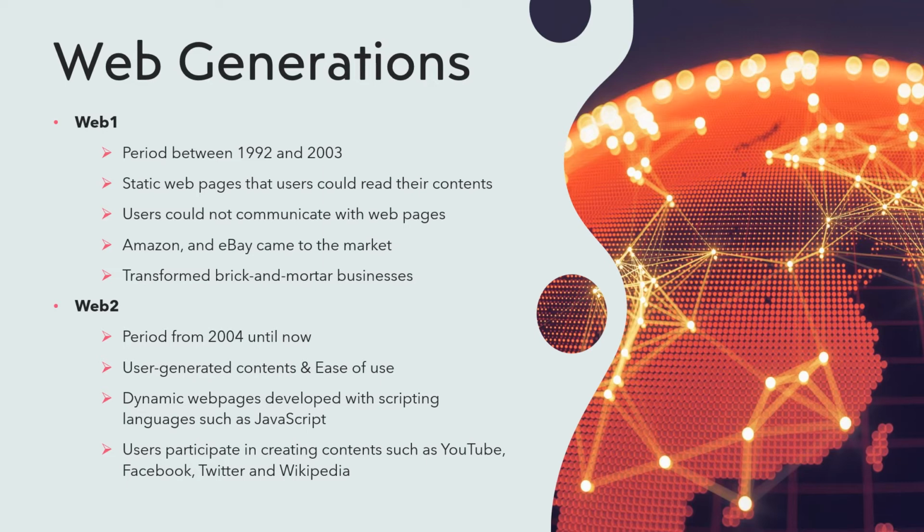However, e-businesses such as Amazon and eBay created an environment where people could buy their items online without worrying about the payment and after-sale services. The distinguishing feature of Web 1 was the static web pages, which allows users to see the contents of the web page. However, users could not participate in creating contents or even interact with the web page.